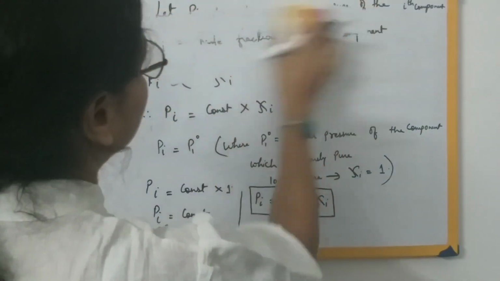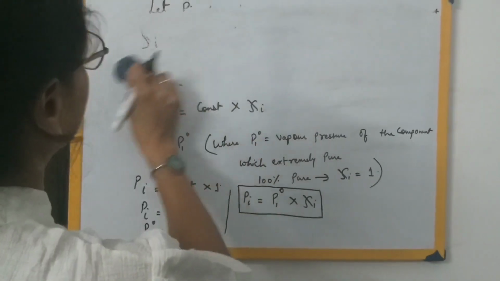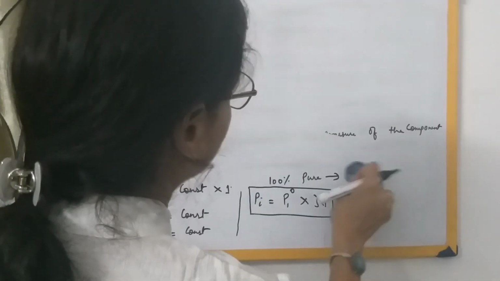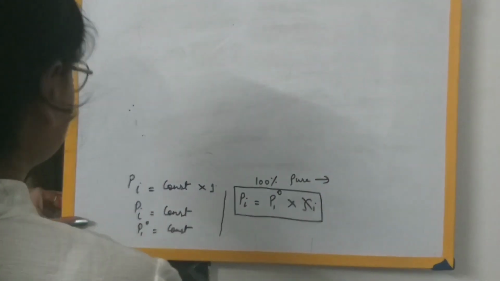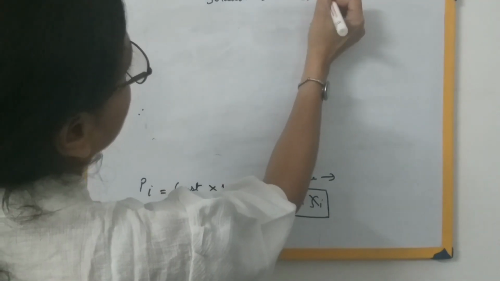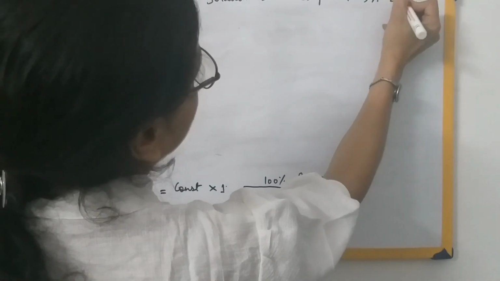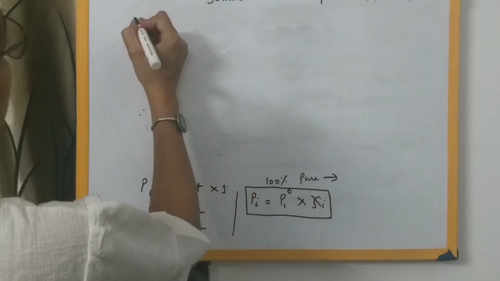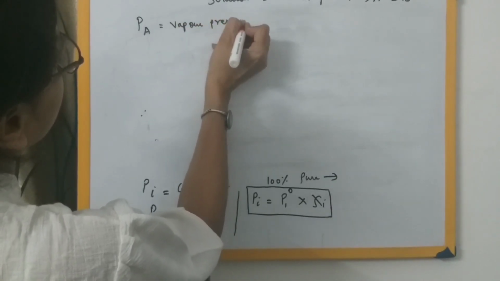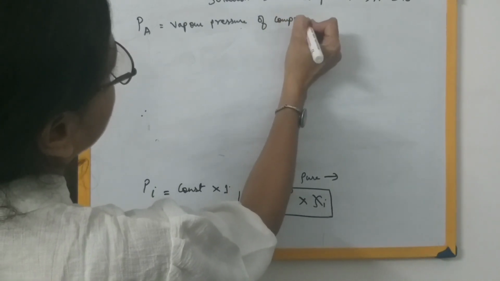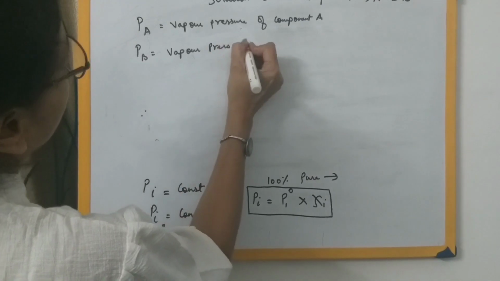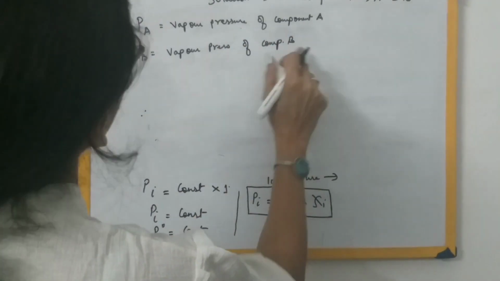If the solution is having two components, let these components be A and B. Now let PA be the vapor pressure of component A, and PB the vapor pressure of component B.